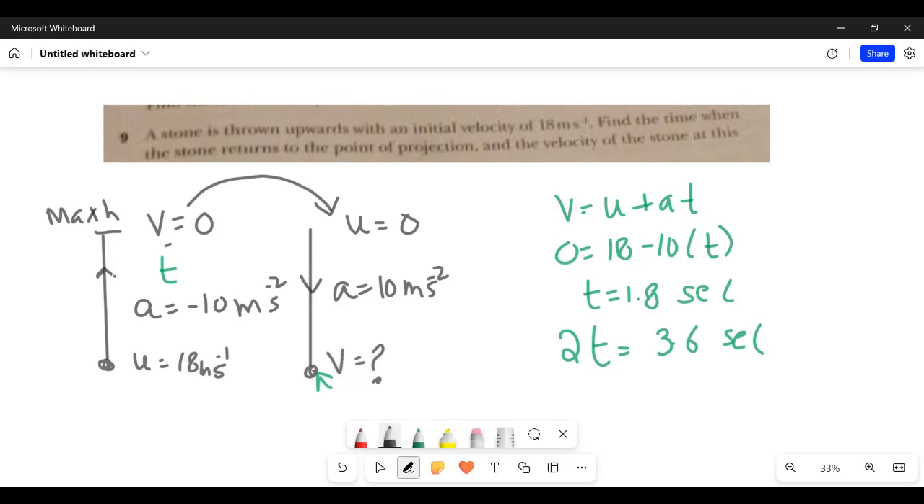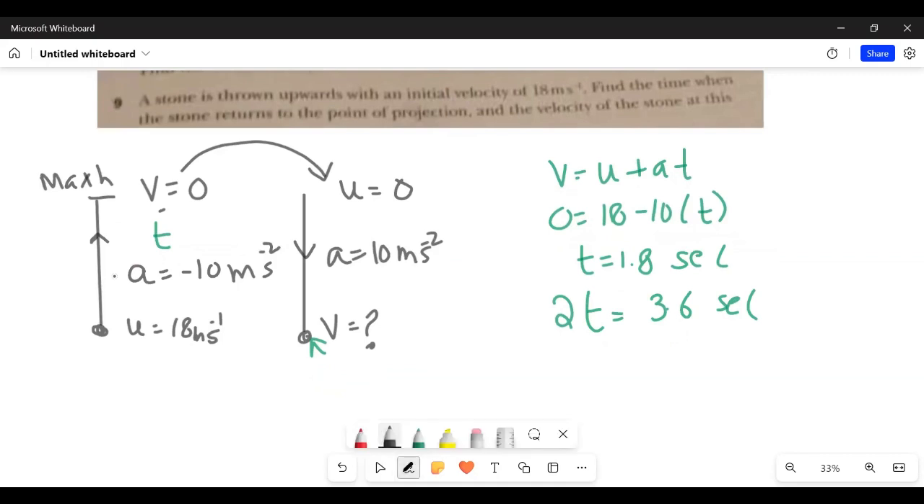Okay. So for the downward journey, we now also know the time. The time for the downward journey is going to be 1.8 as well, because the upward journey took 1.8 seconds. So the downward journey is also going to take 1.8 seconds under free fall conditions and under no resistance conditions.